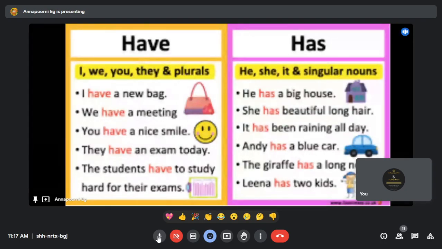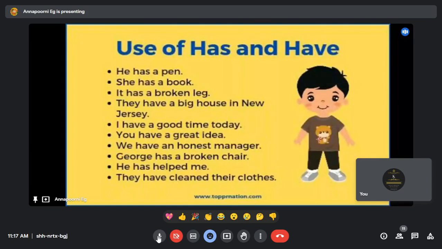Now we can move to a few examples with has and have. Kamini, can you read the first 5 examples? He has a pen. She has a book. It has a broken leg. They have a big house in New Jersey. I have a good time today. These are all sentences using has and have. The first 3 sentences were has: he has, she has, it has. Then they have, I have.